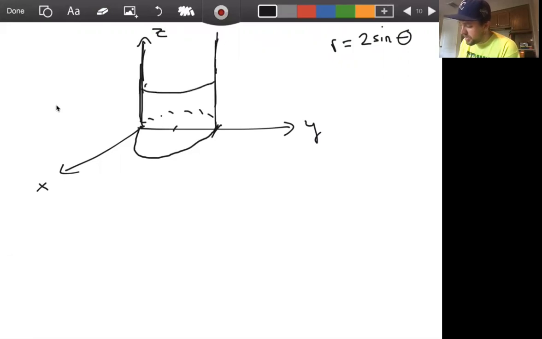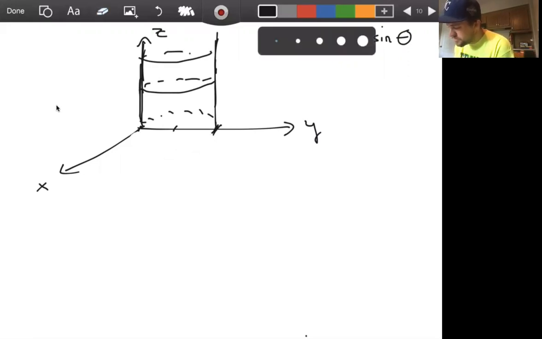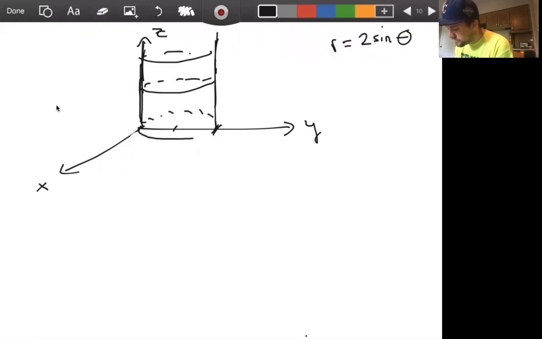And so in the r theta plane, it's a circle, but then there's no restriction on the z value. And so we get indeed like a cylinder here. I can draw this a little better. Right, and so we get like the top half of an infinite Pringles can, I guess.